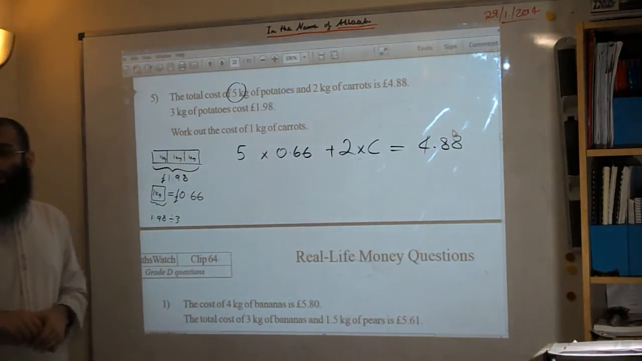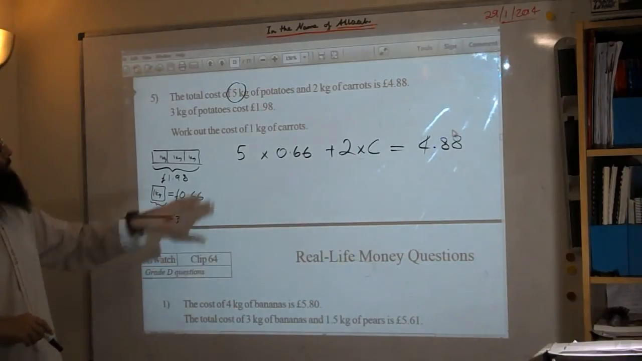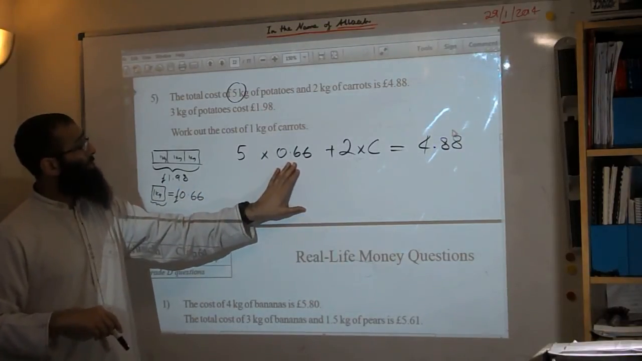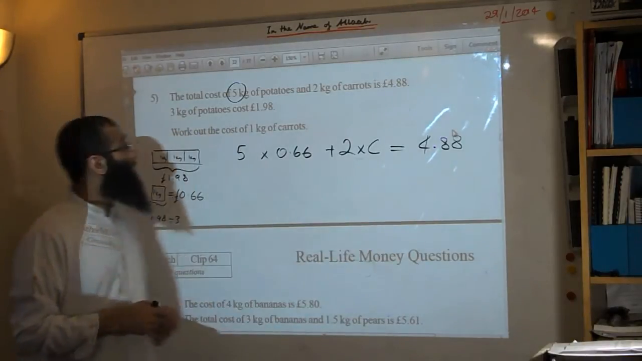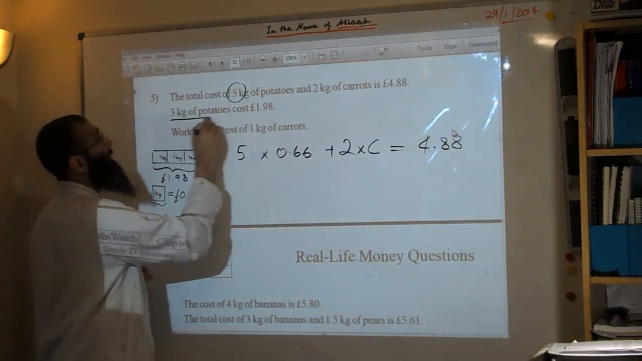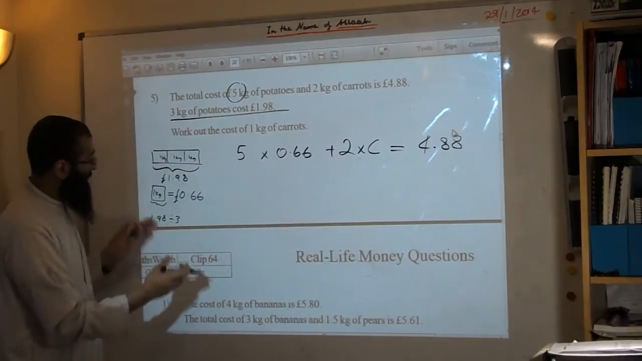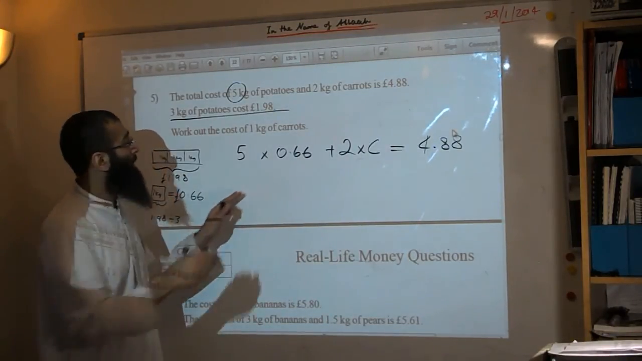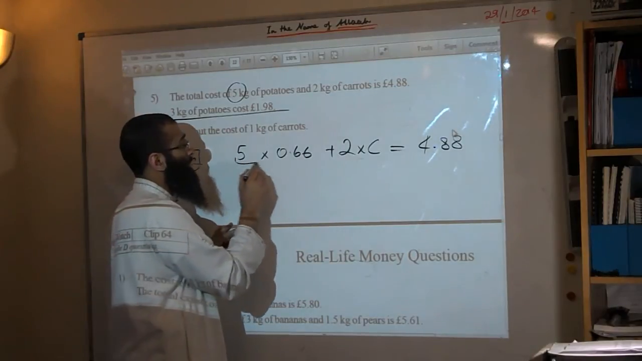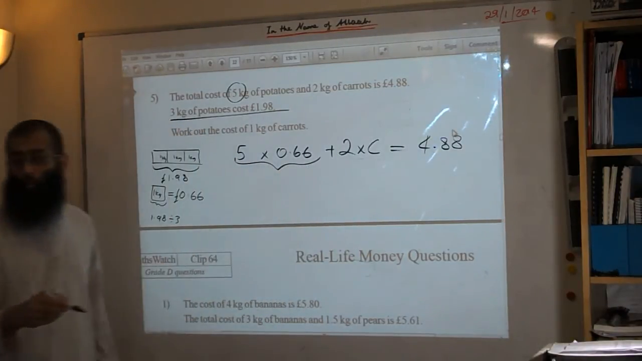So in a sense what we got here is a small equation. 5 lots of the price of potatoes plus 2 lots of the cost of carrots will give us £4.88. So we have to use this information here to work out what each kilo is worth, and then we can substitute it back in. So on your calculator, please, can you tell me what 5 times by 0.66 is?